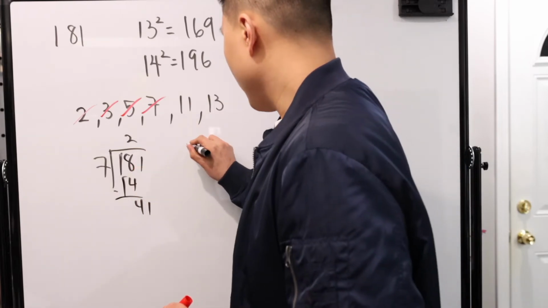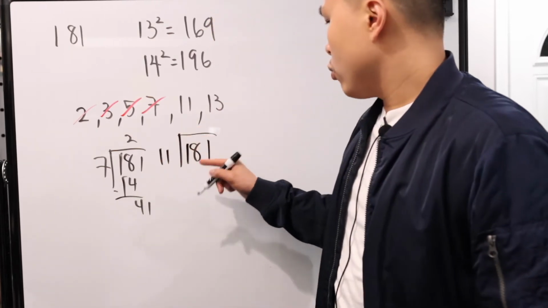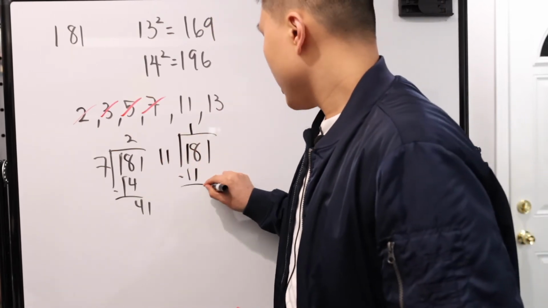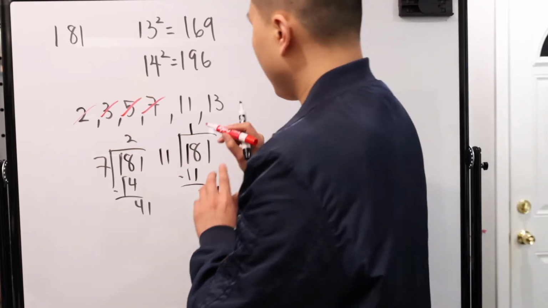Well, let's just look at 181 without that confusion, right? Let's just do 11 right here. 11 goes in here one time. That's 11. Subtract, and then we have 7 and 1. Nope, that's not divisible by 11.